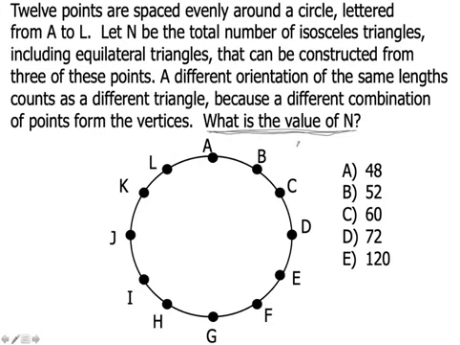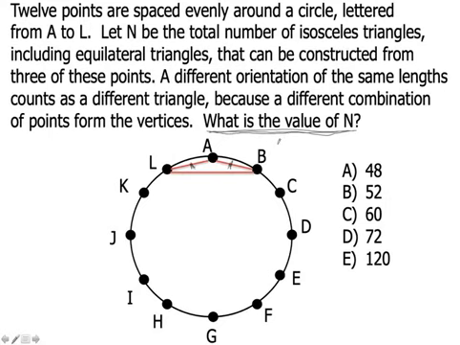Why not, right? How many isosceles triangles can I draw from A? Well, I could start with ABL. That's an isosceles triangle. How do I know, by the way? Well, the points are evenly spaced, right? So this distance has to be equal to that distance, since A is evenly spaced from L and A is evenly spaced from B.